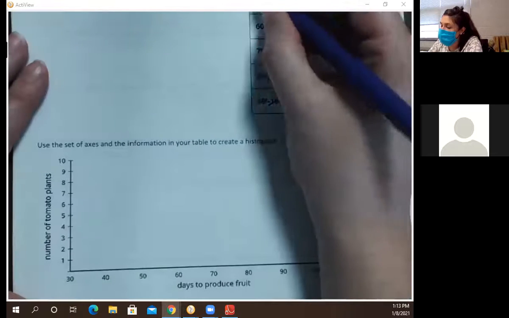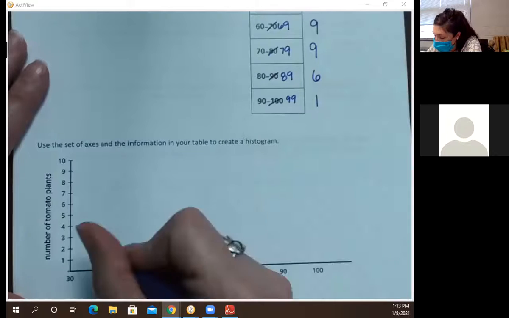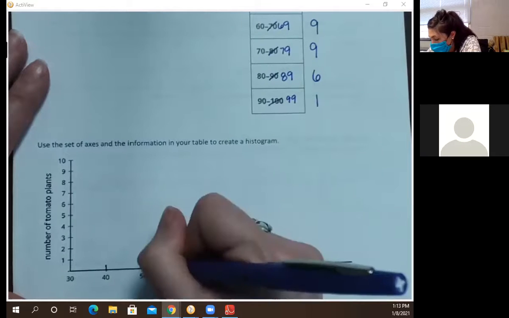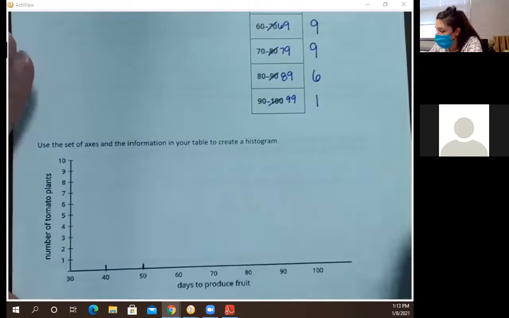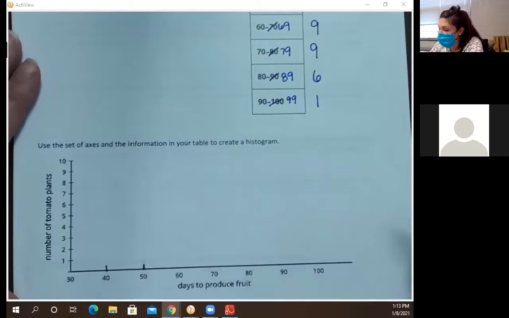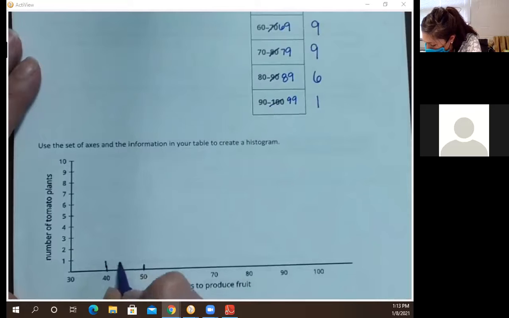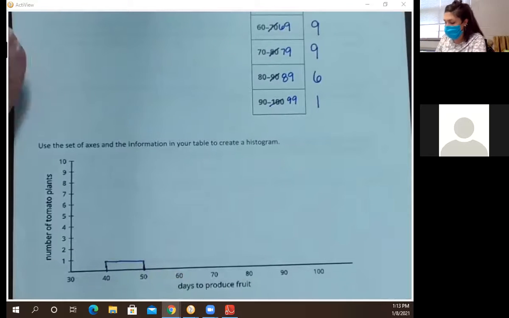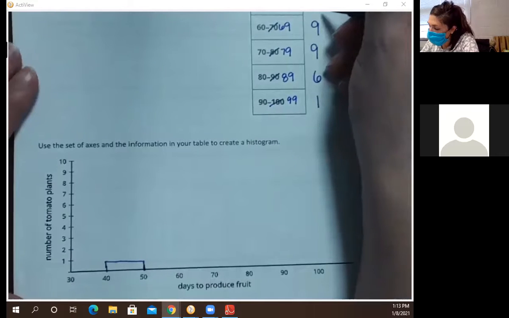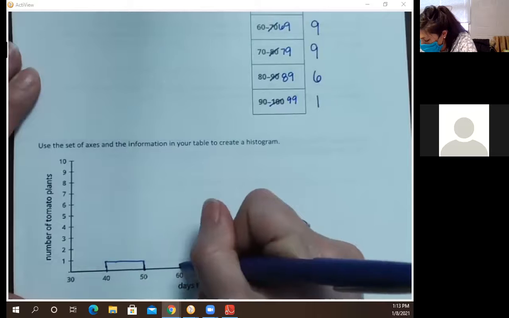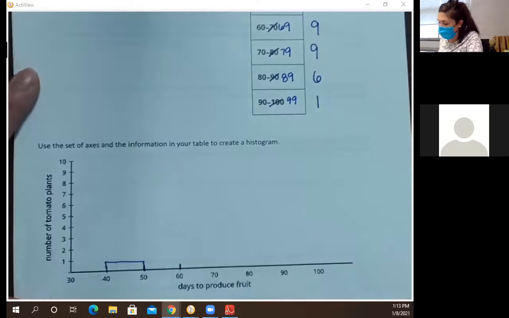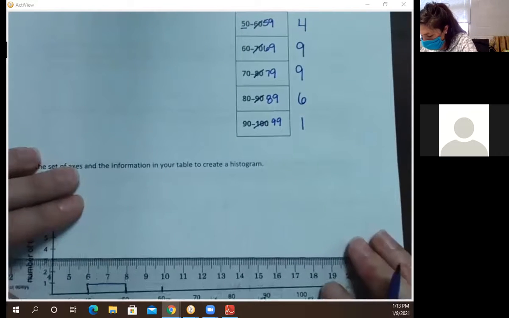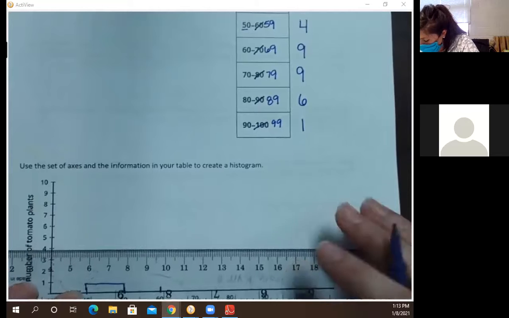So for my first group, my first bin, 40 to 49, that's going to start at 40 and go up to 50, right? We cut off for that bin at 49. And I know that that was only one plant. So I want to make this bar 1 unit high. And now for my next bin, that was 50 to 59. That should be 4 units high. So I'm going to use a ruler here just so I can make it somewhat accurate.